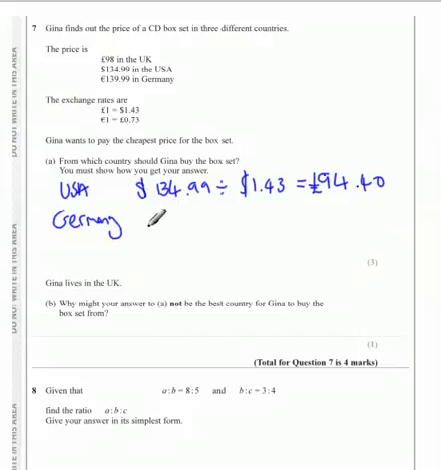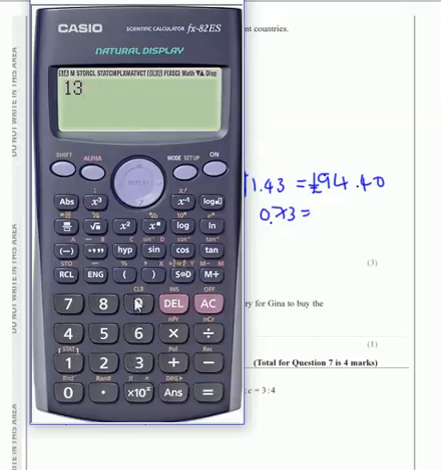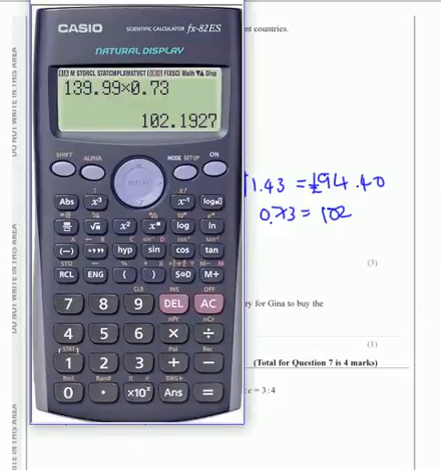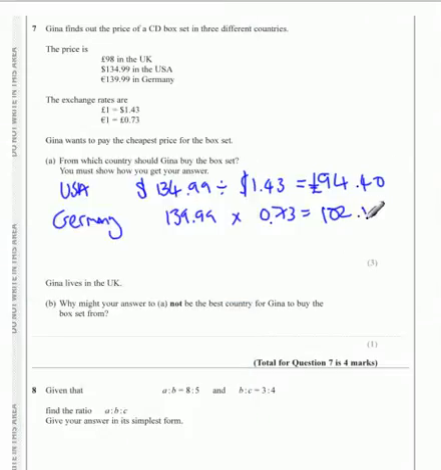So in this case we've got in euros, we want that in pounds. So in this case we're going to take our 139.99 and we're going to times it by the pounds, so 0.73 to get that to pounds. Again, get our calculator, so 139.99 timesing by 0.73 and it gives us 102.19 all in pounds. So we can see that the US is cheapest.